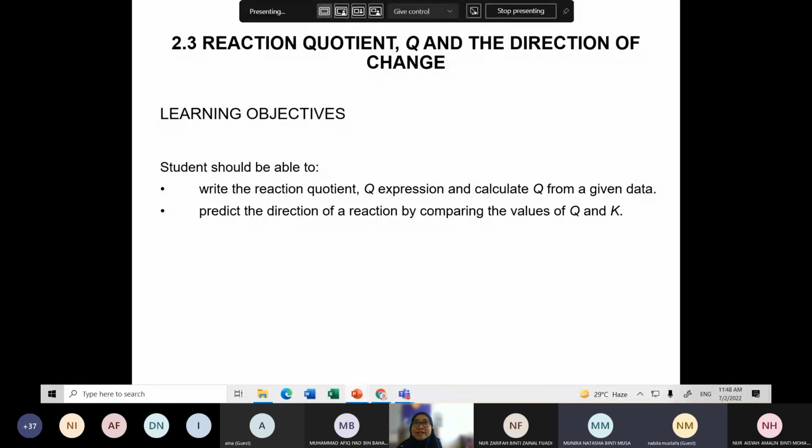Direction, quotient and the direction of change. Ini last week patutnya kena habis ni, quotient ni. Okay, next we have Q. Just now we have K, KC. Now we have Q. Q is what we call quotient. QC, QP is Q lah basically. At equilibrium just now we have K, KC, KP. But this one we have QC or QP. So what is QC and QP? And the direction of change.